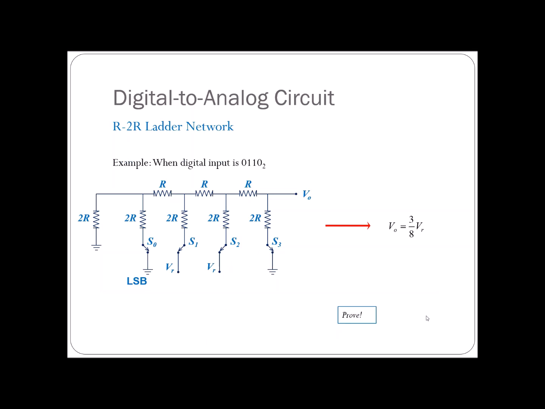I leave this to you to try by yourself. You can try to analyze it by yourself. What will be the output of this R2R ladder when the digital input is 0, 1, 1, 0? You know, from the previous discussion in the previous slide, you can just take a superposition of the output 0, 1, 0, 0 and 0, 0, 1, 0.